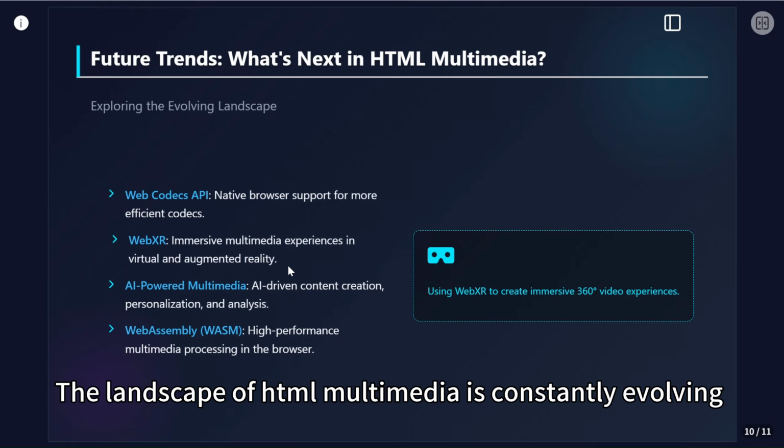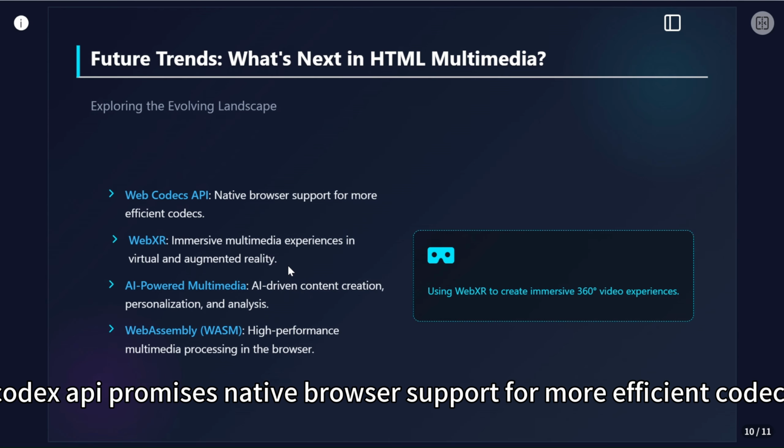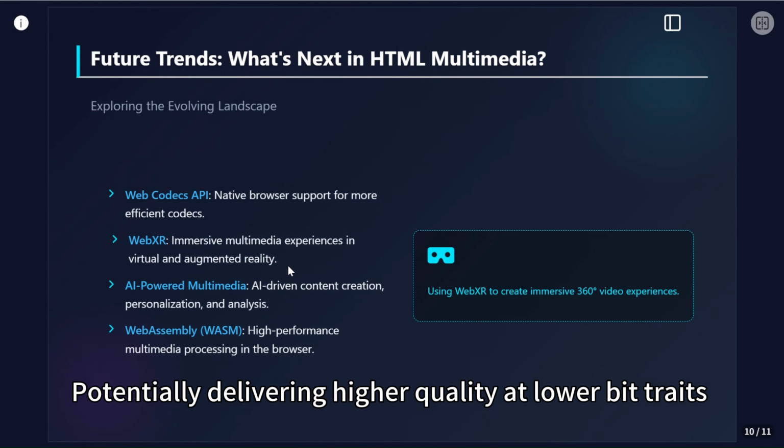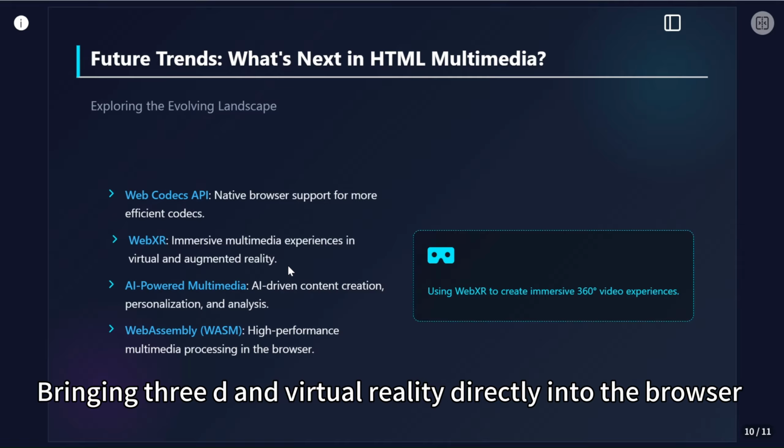The landscape of HTML multimedia is constantly evolving. Keep an eye on emerging trends. The WebCodecs API promises native browser support for more efficient codecs like AV1, potentially delivering higher quality at lower bit rates. WebXR is revolutionizing immersive experiences, bringing 3D and virtual reality directly into the browser.